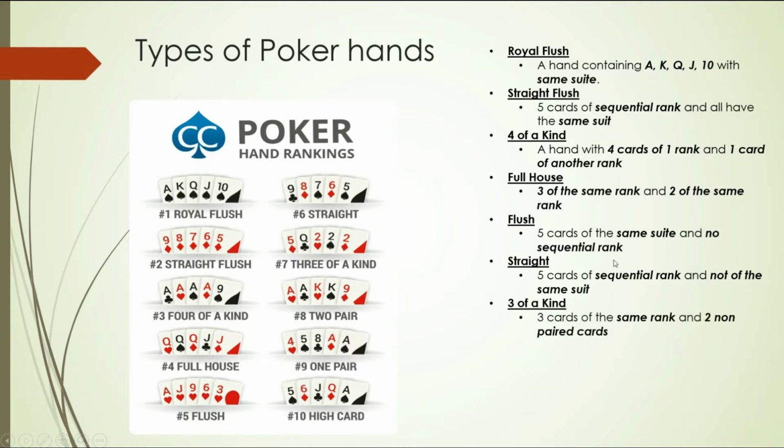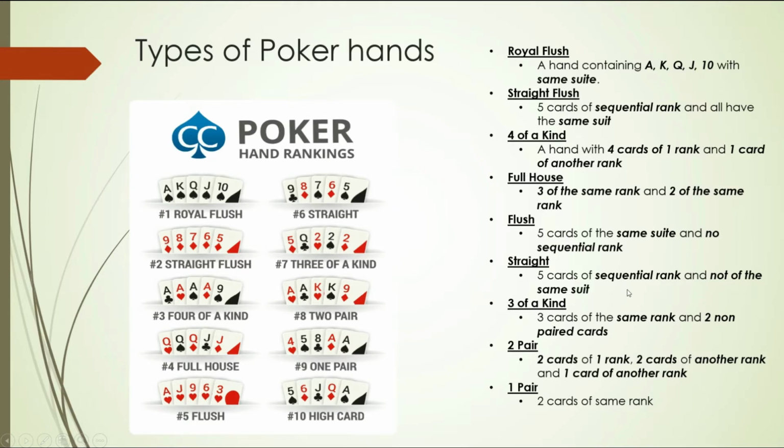After that, we have the 3 of a kind. 3 cards of the same rank and 2 non-paired cards. So as you can see here in this example, 3 cards of the same rank, 2, 2, 2, and then the non-paired cards would be 5 and the queen. Next is going to be the 2 pair. This is when you have 2 cards of 1 rank, 2 cards of another rank, and 1 card of another rank. 2 cards of 1 rank, which would be ace and ace. 2 cards of another rank, king and king. And then we have one card of another rank, which would be a 9.